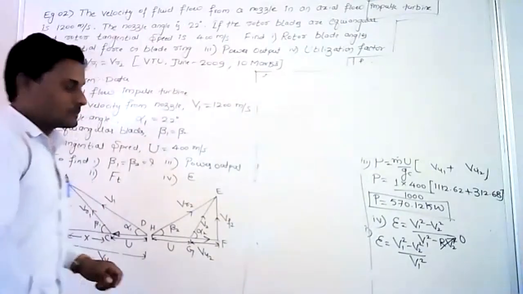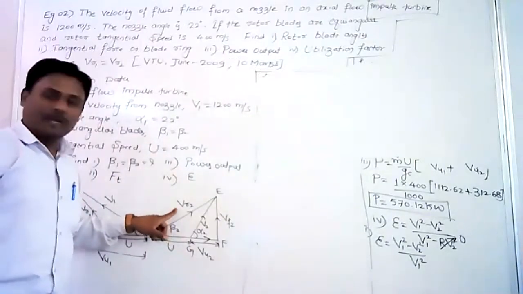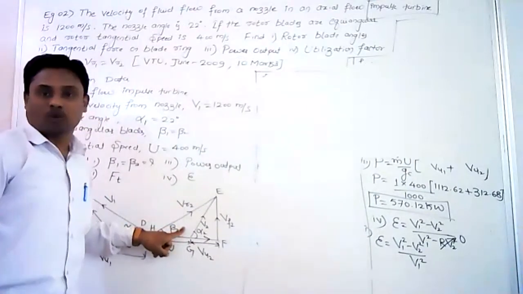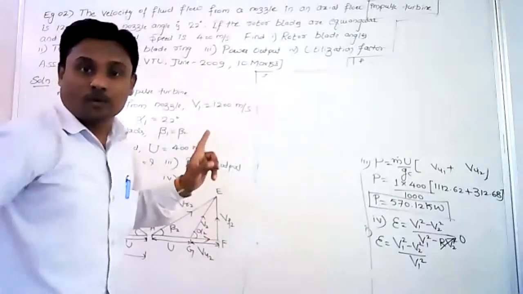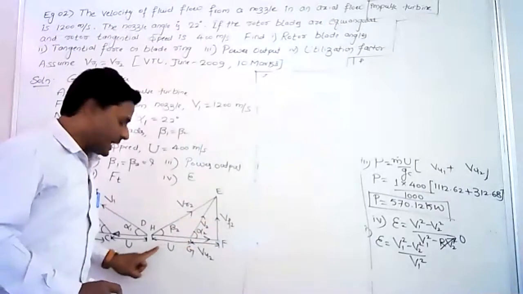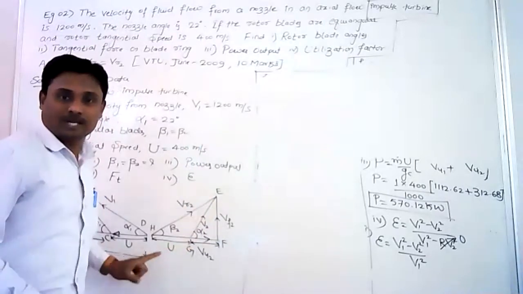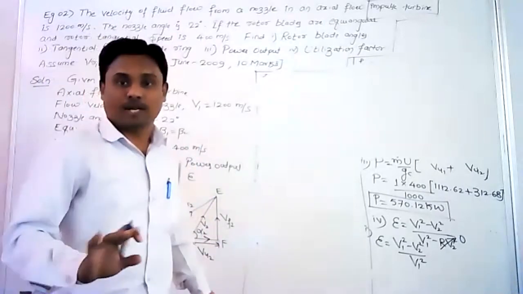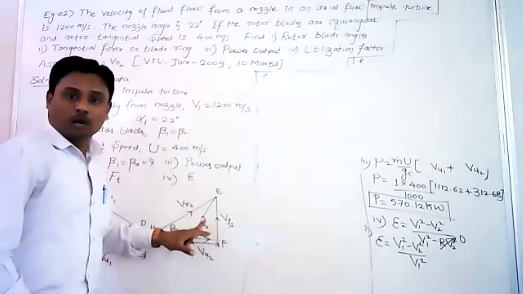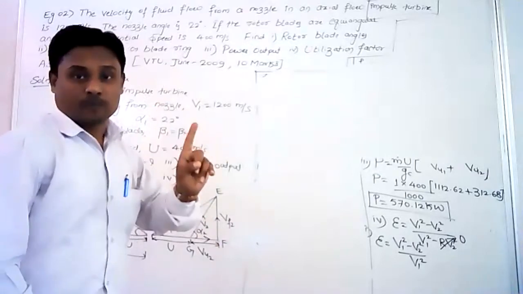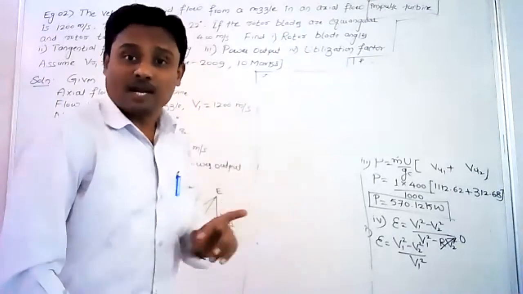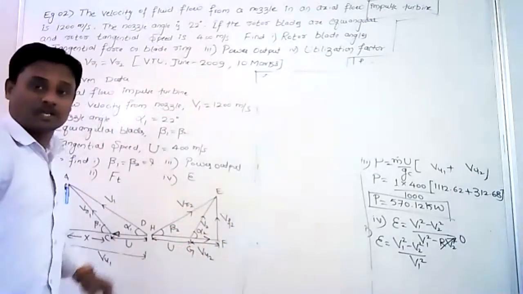All of you look at the board. Here VR2 is known. U is known. Beta 2 is also known. The only unknown is V2. But here EGH, I repeat, is not a right angle triangle. Beta 2, VR2 and U are known, and the only unknown is V2. In that condition, we have to use the cosine rule. We have to apply the cosine rule for the triangle EGH.